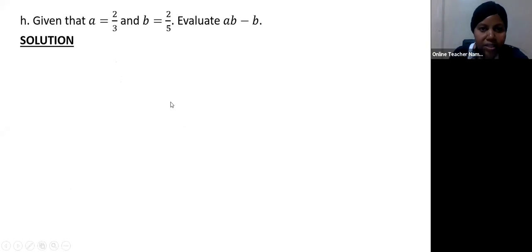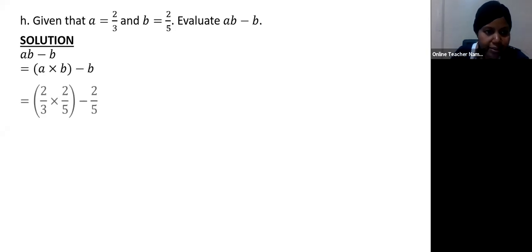Now, when you're looking at substitution, it's not always that they'll give you whole numbers. Sometimes they'll give you fractions. When they give you fractions, you just substitute the way you substitute whole numbers. So AB is the same as 2/3 times 2/5 minus, where there's B, you replace a 2/5. So it will look like that.